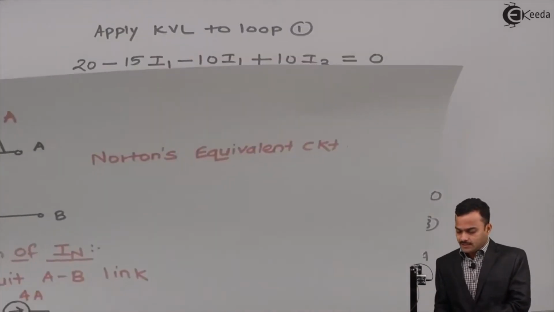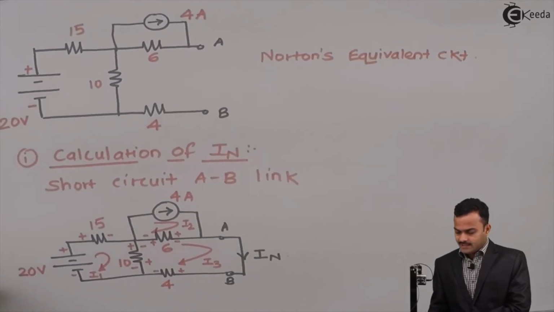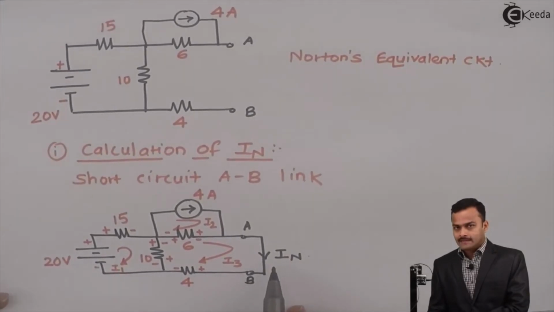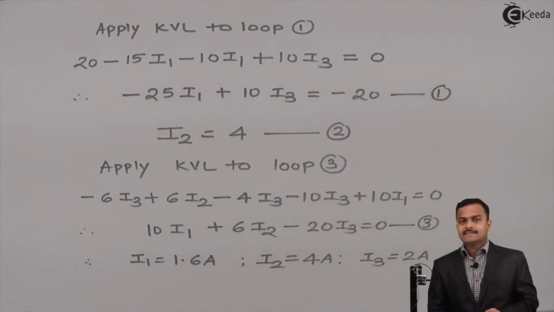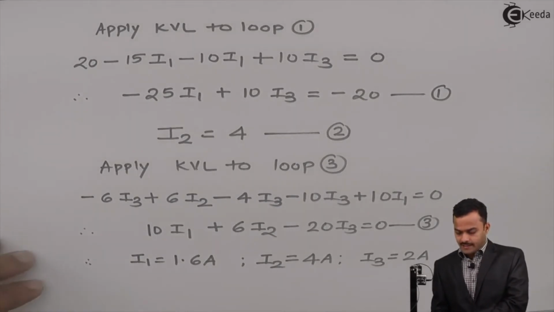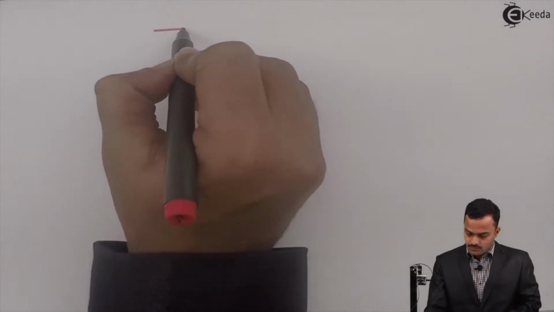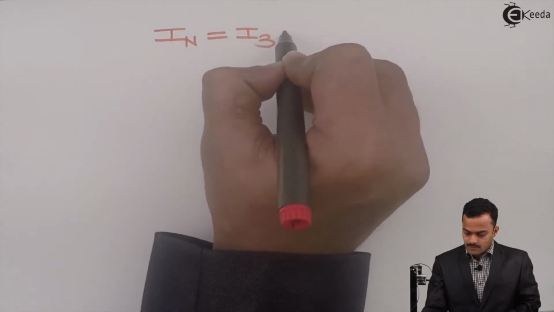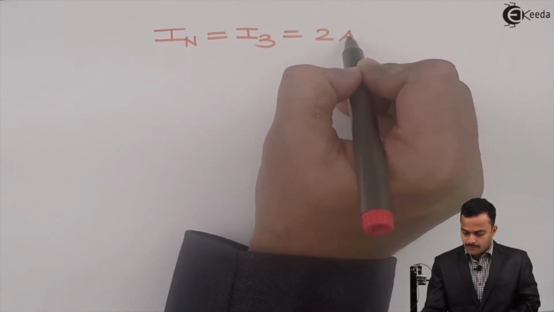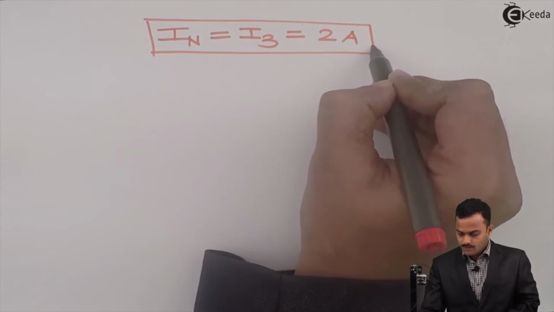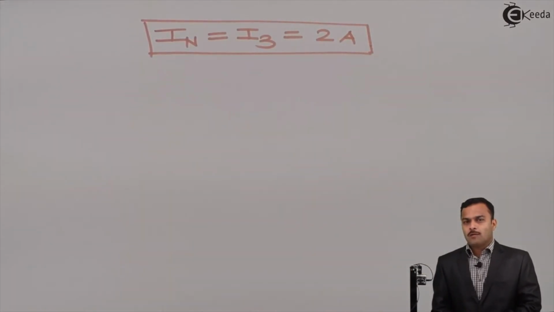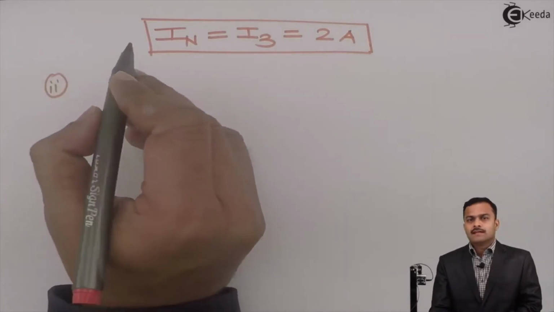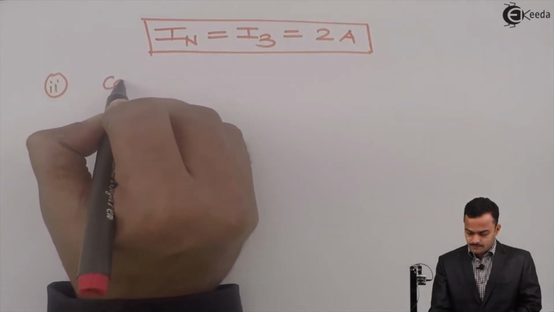Now if I see this circuit, I3 is nothing but IN. So what I can say? I can say Norton's current IN is the same as I3, equal to 2 ampere. So the first part of the problem is over. Let's go to the second part, that is calculation of Rn.